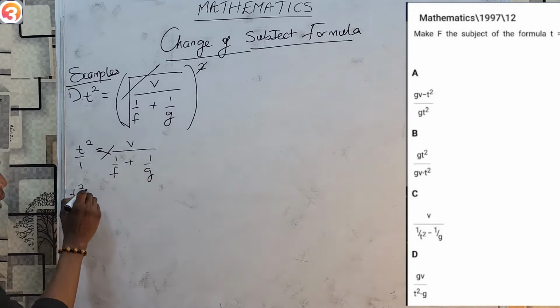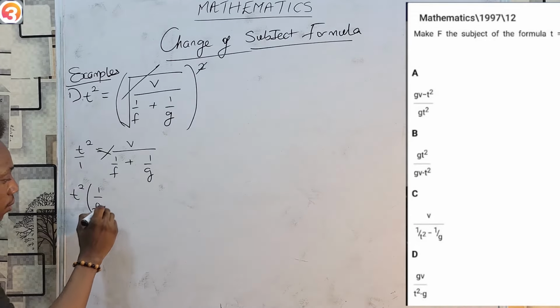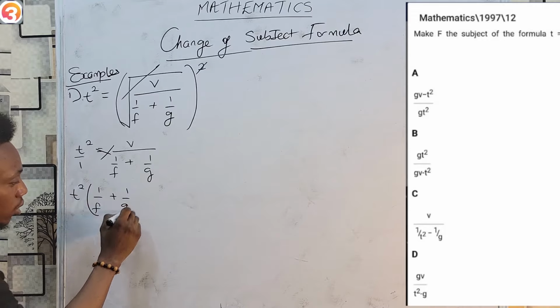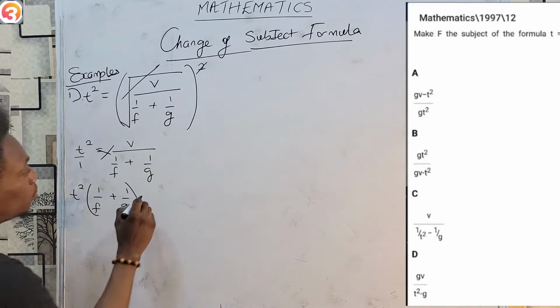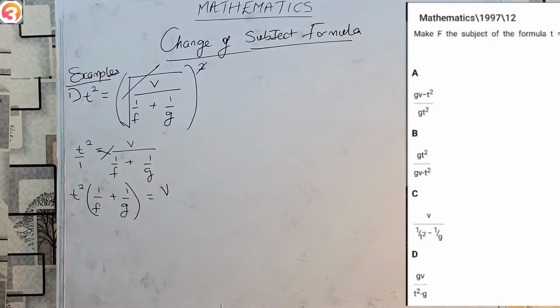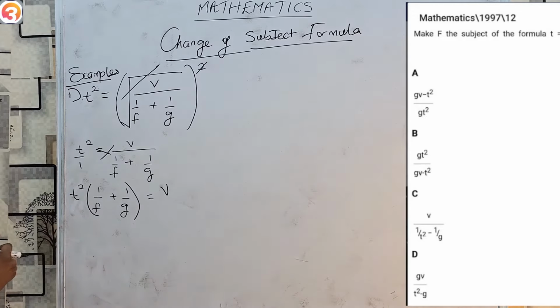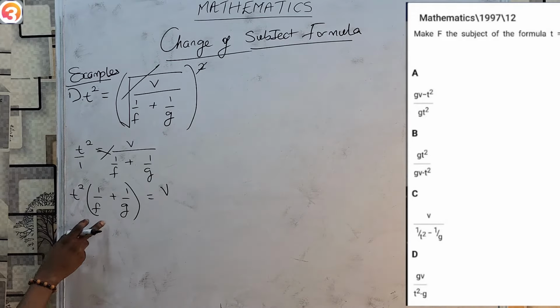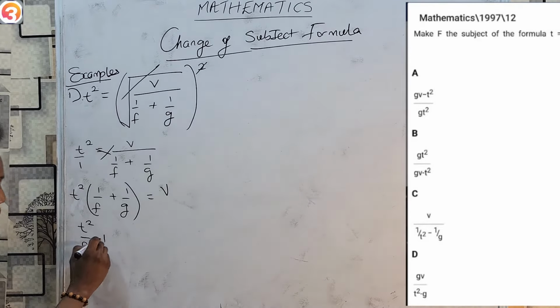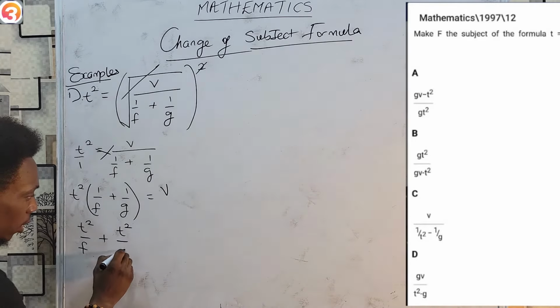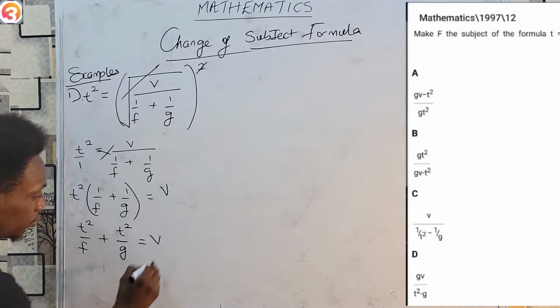So T squared times 1 over F plus 1 over G, and this would be equal to V. Progress has been made. What can we do next? Now again, remember, I want to separate F from every other thing. So how do I get F separate? Open this bracket. T squared times 1 over F will give me T squared over F. Then T squared times 1 over G gives me T squared over G. And this equals V.